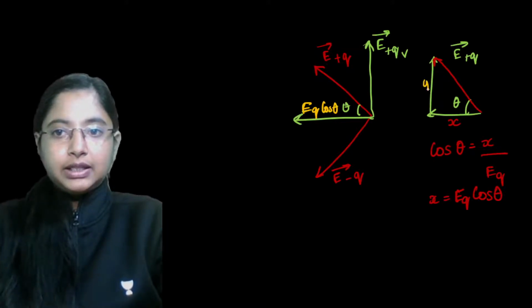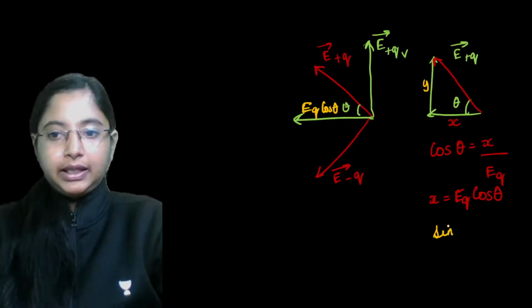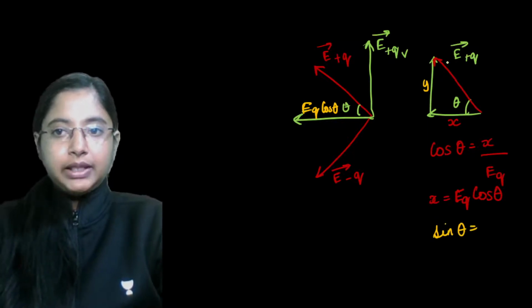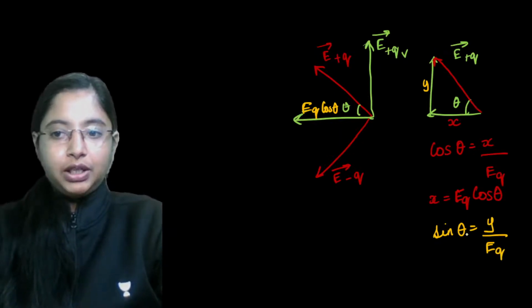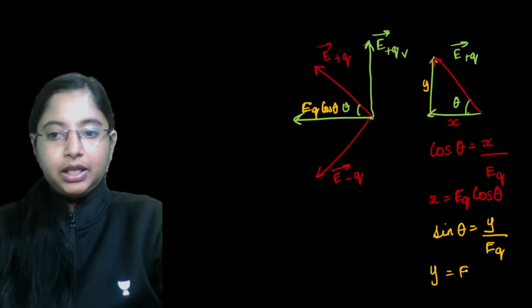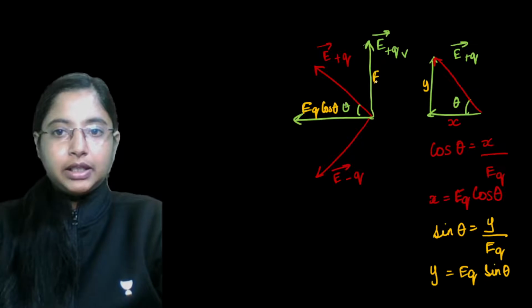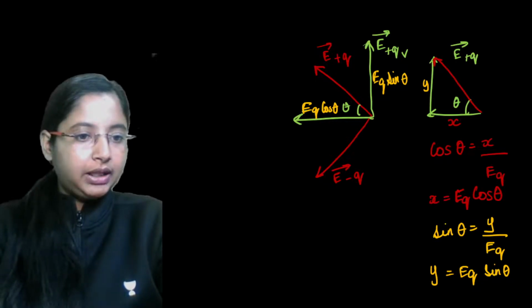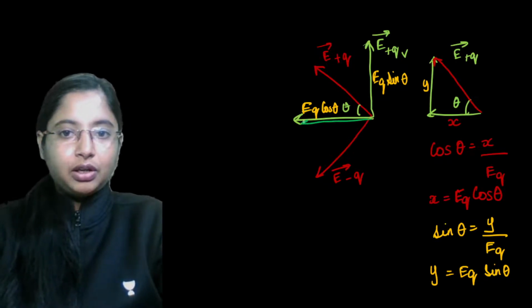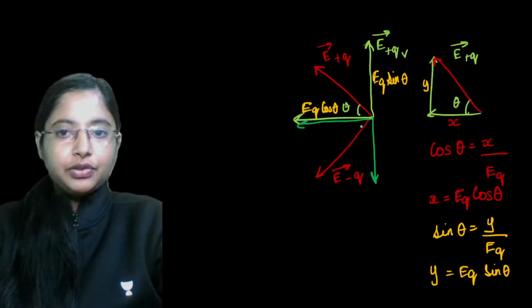Now if you take this as y over here, sin theta is nothing but perpendicular by hypotenuse, which is y divided by the magnitude of this side over here, so y is nothing but EQ into sin theta. Similarly, take the other vector over here and try to resolve this component.